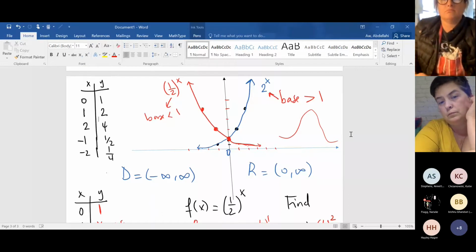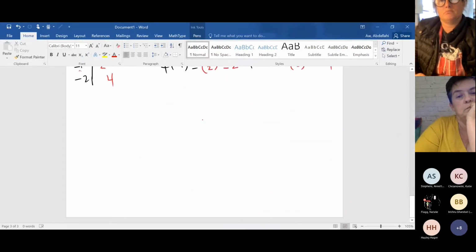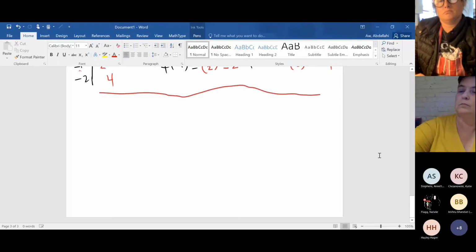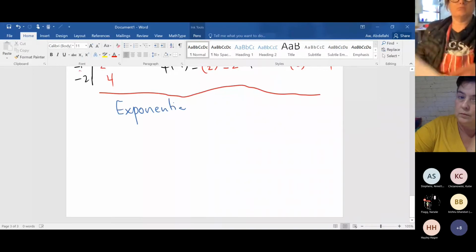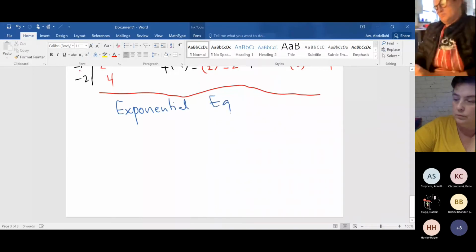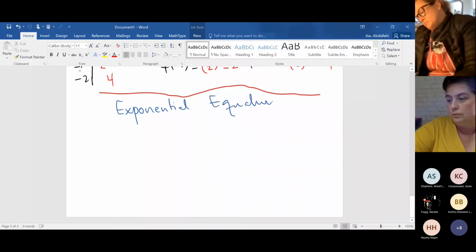Okay, so after we have a glimpse of what an exponential function is, now we're going to focus on how to solve exponential equations. Again, this right here is the basic type of equation. Not all of them, the basic type.